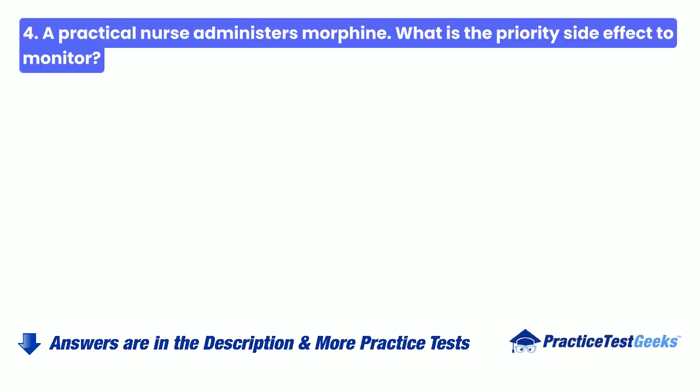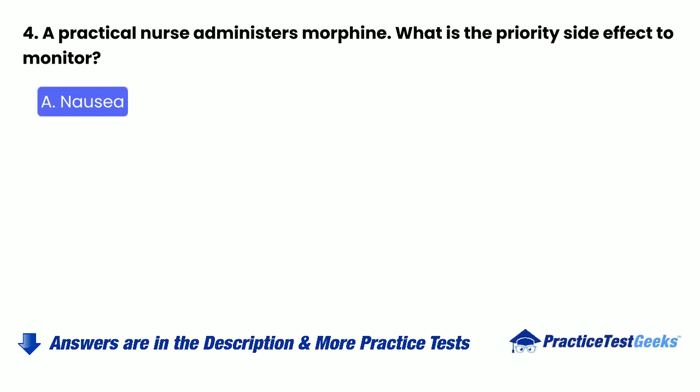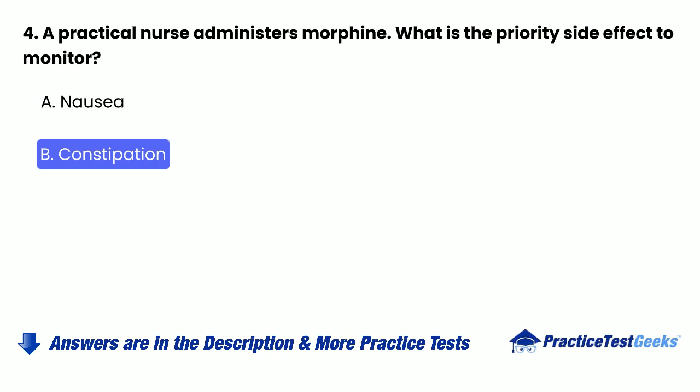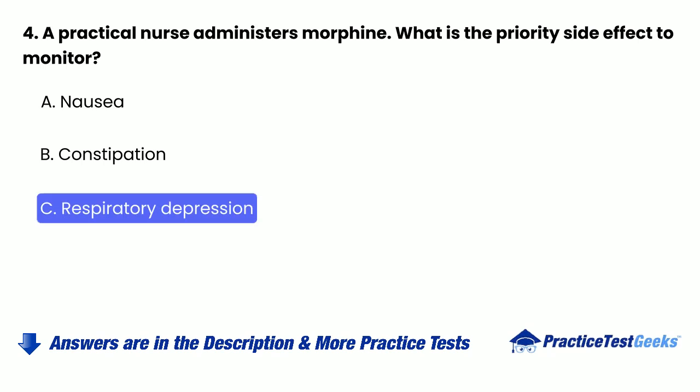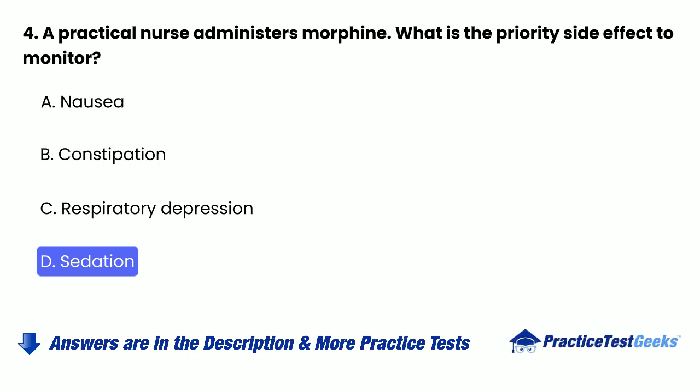4. A practical nurse administers morphine. What is the priority side effect to monitor? A. Nausea. B. Constipation. C. Respiratory depression. D. Sedation.